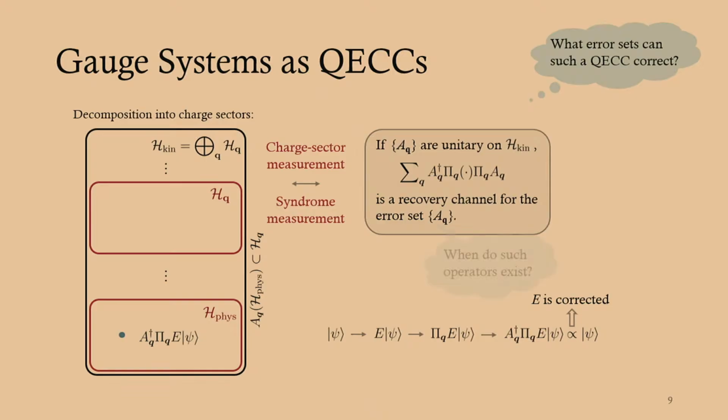Now, what's not clear is whether such AQs even exist or how to find them. Maybe in a finite dimensional case, it's possible that HFIS is larger than HQ, and so no unitary on HKIN might take HFIS into HQ. So when do such operators exist? And here is where quantum reference frames come into the equation.